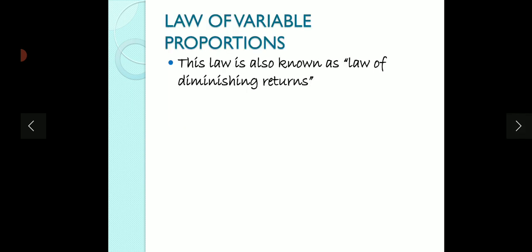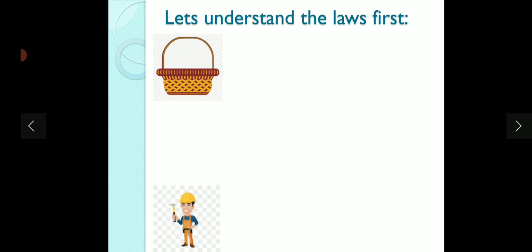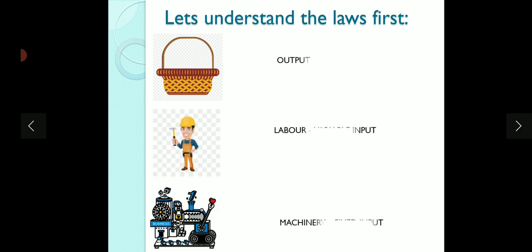Now one more name. This law is also called by the name law of diminishing returns. Now we'll also understand this name later on once we understand what the law is. So let's start with the law first. Let's take some examples. Let's say I am in a company that produces baskets, right? And I am using labor and I use a machinery for my production.